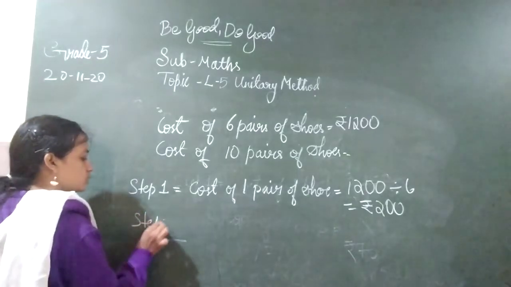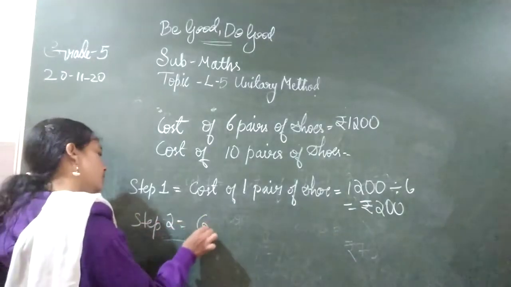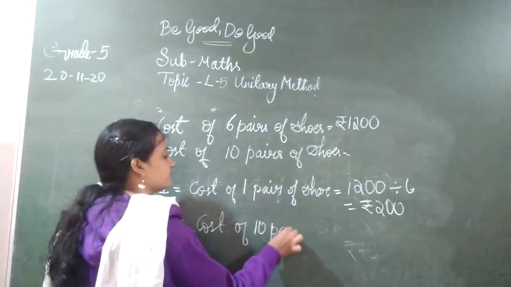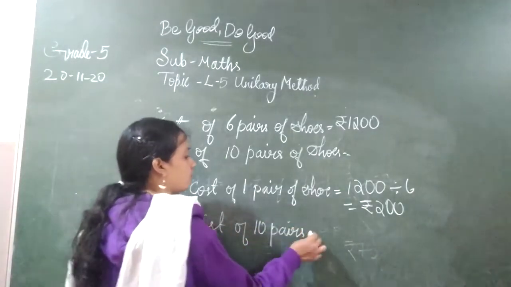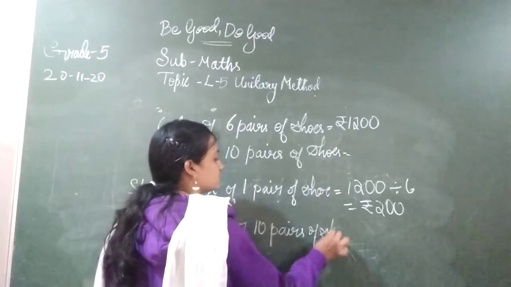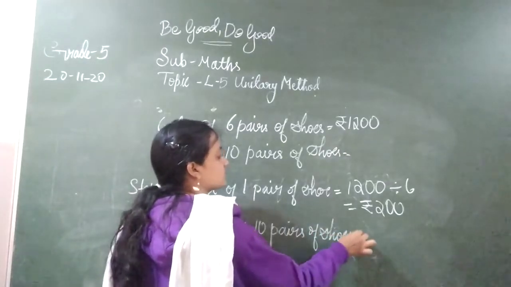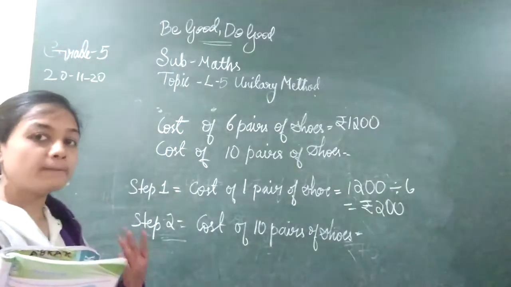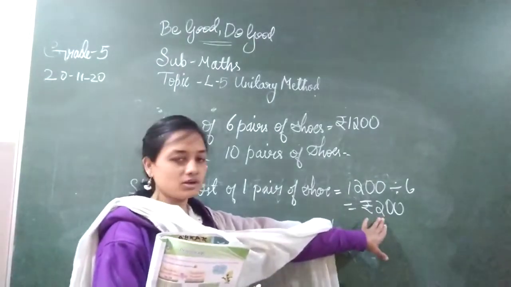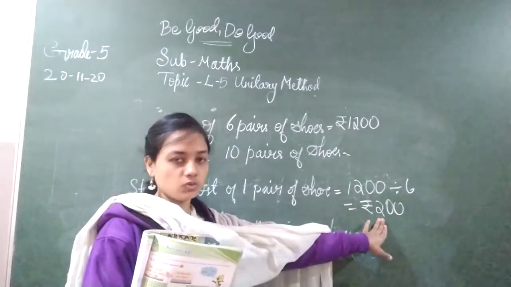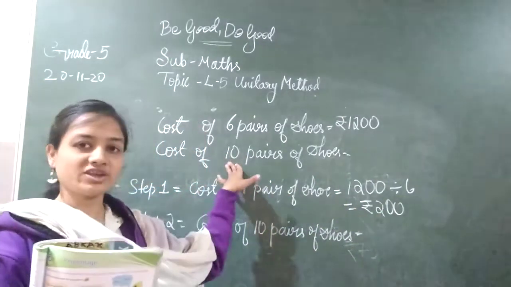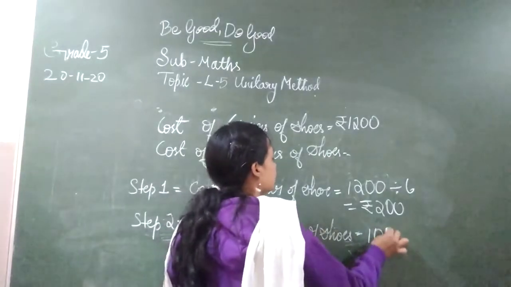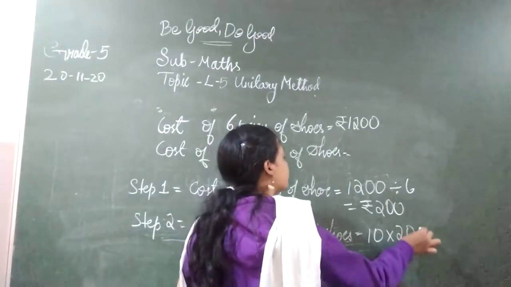Step 2. Cost of 10 pairs of shoes. So how do I find the cost of 10 pairs? I should multiply the cost which I found here for one shoe with the number of shoes which I have to find the cost. So that is 10 into 200.